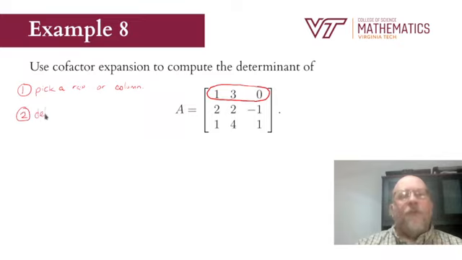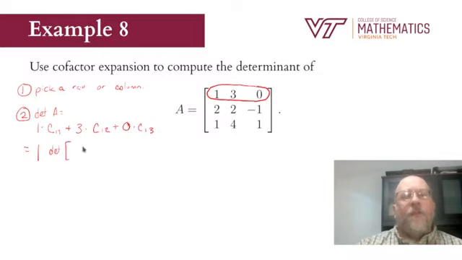And now I know that the determinant of A is 1 times the cofactor in the top position, plus 3 times the cofactor in the next position, which is row 1, column 2, plus 0 times the cofactor in the third position, which is row 1, column 3. All right. So the cofactor in the 1, 1 position is the determinant. If I eliminate row 1 and column 1, the entries that I'm left with are 2, -1, 4, 1.